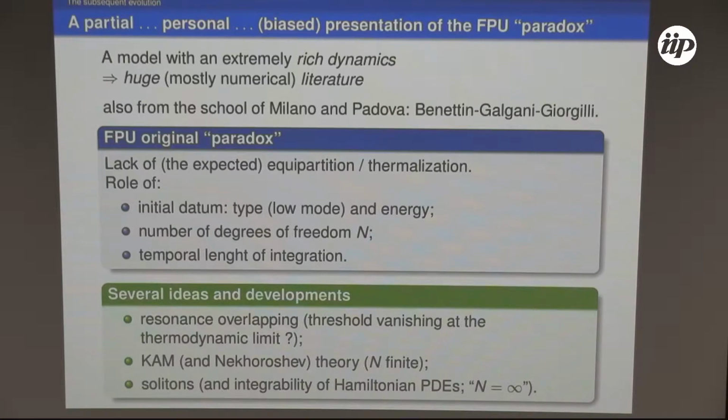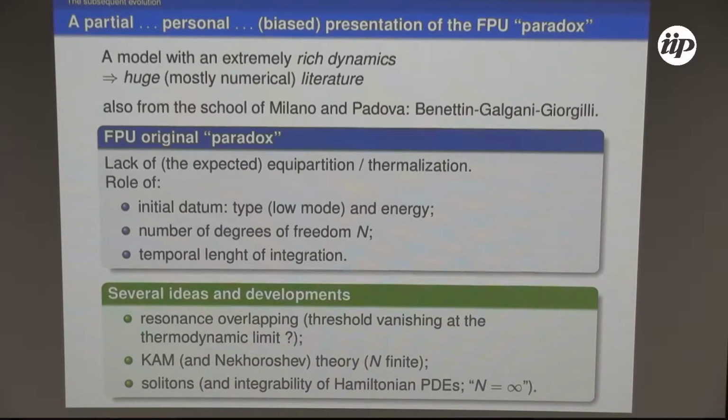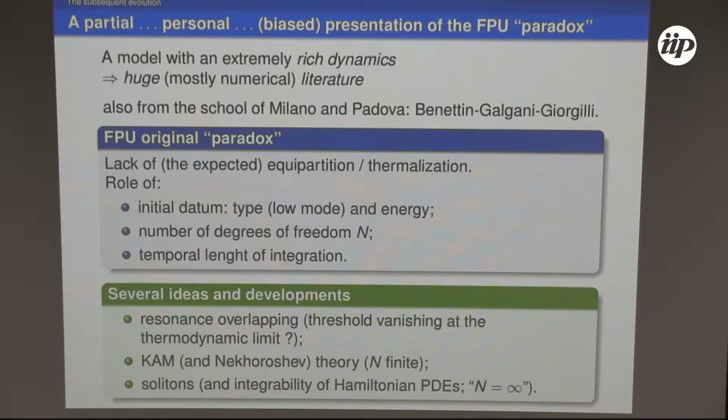After the work of Fermi-Pasta-Ulam, there have been several ideas and several developments. I quote only these main points. The idea of resonance overlapping, Felix was talking about, with this threshold between regular and chaotic behavior, which vanishes at the thermodynamic limit. And then at the same time, there has been the development of KAM and later Nekhoroshev theory, which is, by the way, valid only for finite N. And then there has been the development of the idea of solitons and the integrability of Hamiltonian PDEs, with the N which is infinite.